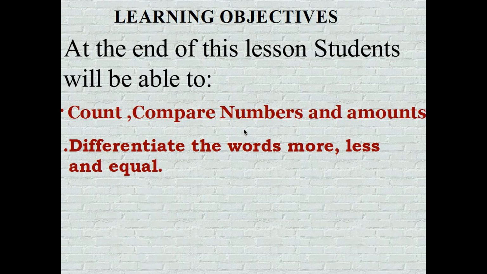Before we start, let's see our objectives. At the end of this lesson, you will be able to compare numbers and amounts. We are going to count numbers, compare numbers and amounts, and differentiate the words more, less, and equal. You're going to see the difference between what we mean by more, what we mean by less, and equal.